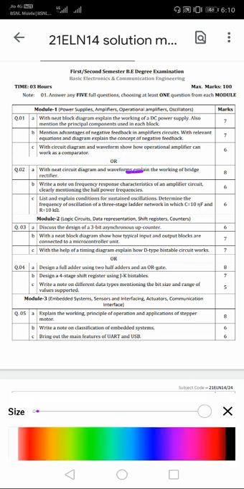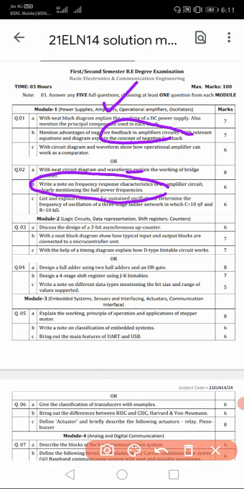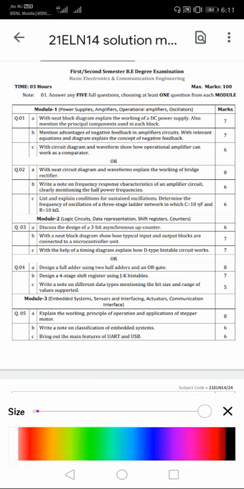Okay. Next, B: write a note on frequency response characteristics of an amplifier circuit, clearly mentioning half power frequencies. So it is about amplifiers. One more question in this amplifier section, they have asked negative feedback. Here they are asking half power frequencies. Two concepts they have given. So that is the question.